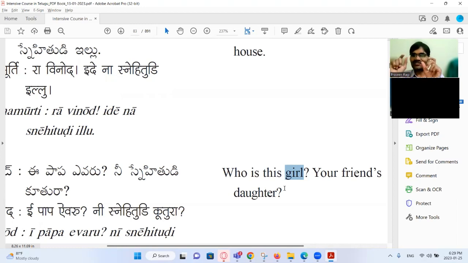Snehituri kuturu. This is a normal sentence. Friend's daughter. Is she your friend's daughter? Then it will become ni snehituri kutura, like that. Okay. So let's make one more sentence. Is it your friend's car?